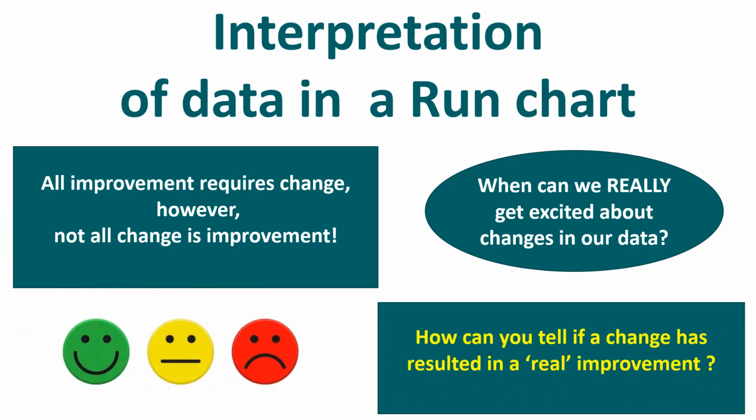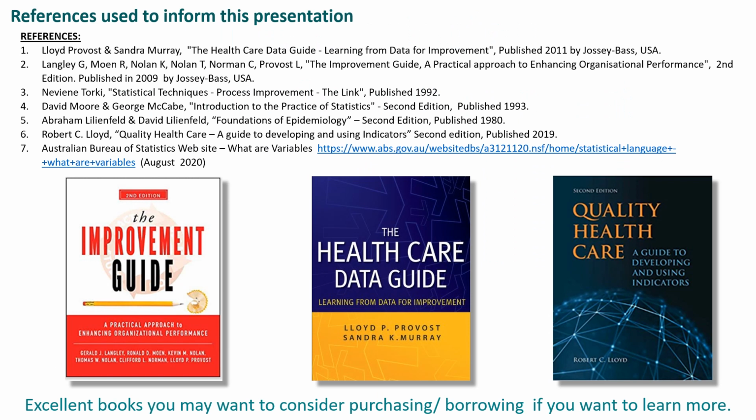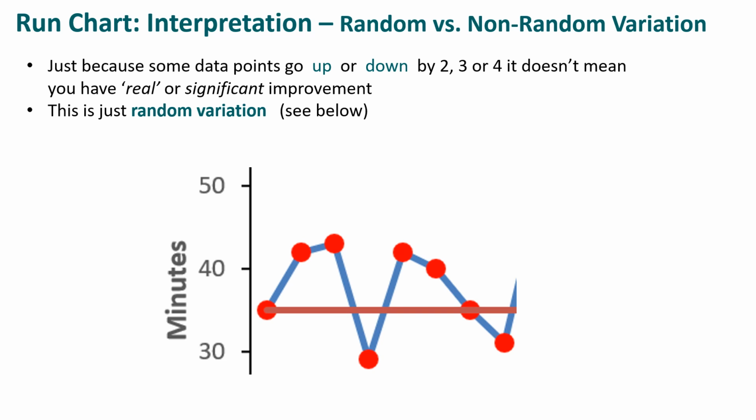You need to work out how you can tell if a change has resulted in real or significant improvement. For your information, these are the references that have been used to inform this presentation, particularly the 3 books highlighted in the images. We're now going to learn about random compared to non-random variation.